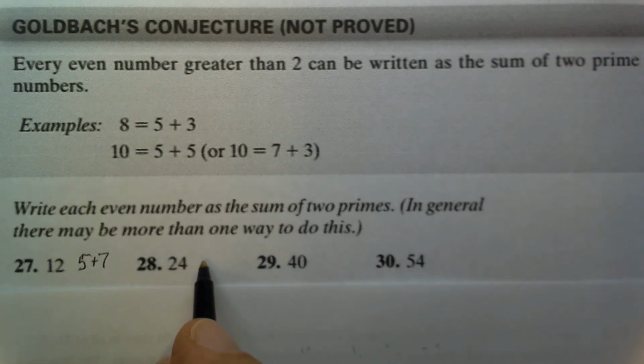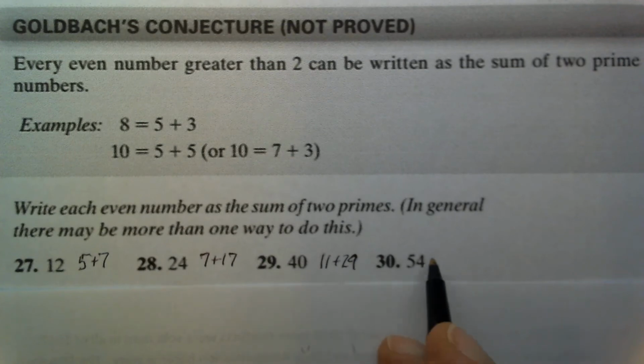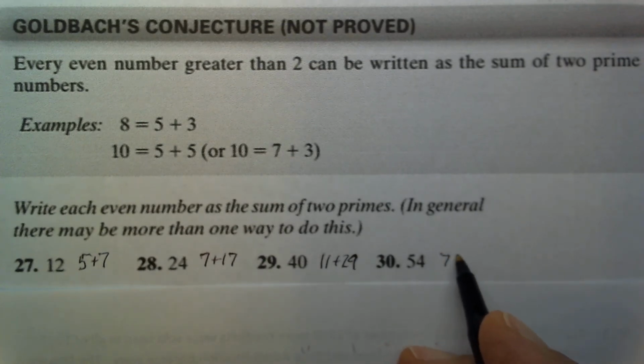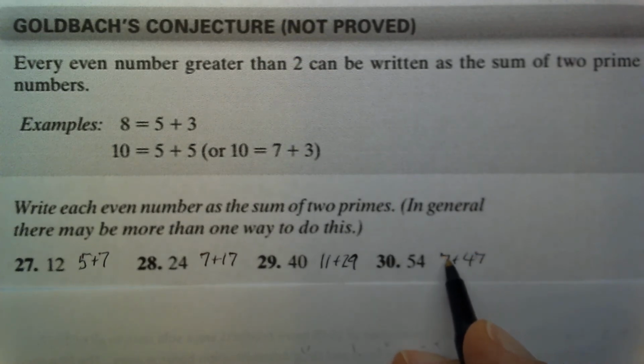And 24 we can write as a sum of two primes such as 7 plus 17. And 40 we can write as 11 plus 29. And 54 we can write as 7 plus 47. So you just have to think about this a little bit and try different combinations, and eventually you come up with the right answer.